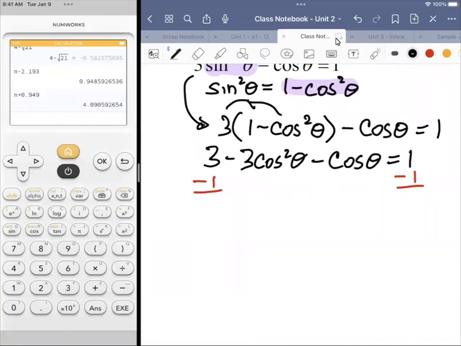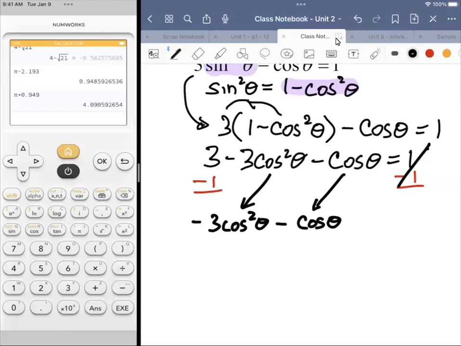All right, so this cancels over here. I'm going to have a negative 3 cosine squared theta, that's coming from here. Minus cosine theta coming from there. Plus 2, which is coming from here. That looks terrible. Nope, it's not going to look good.